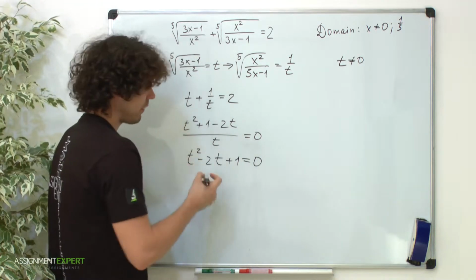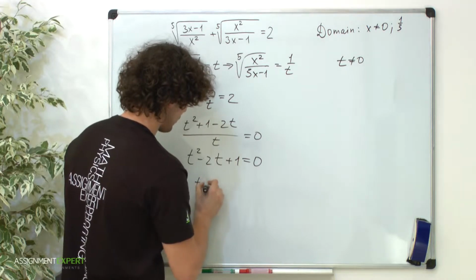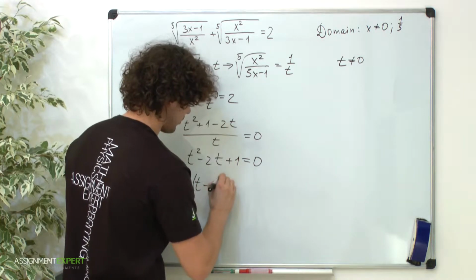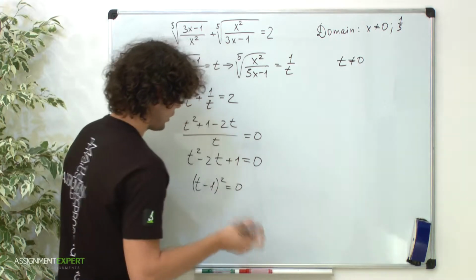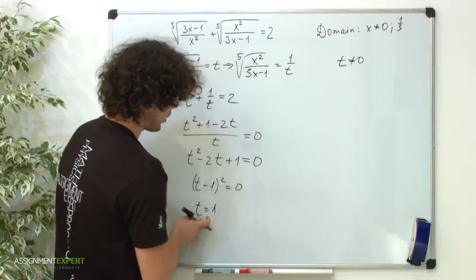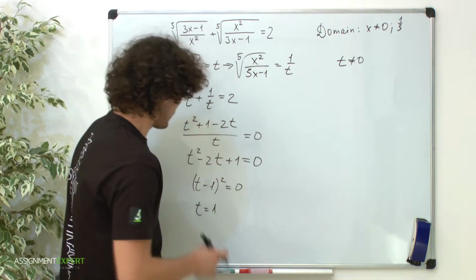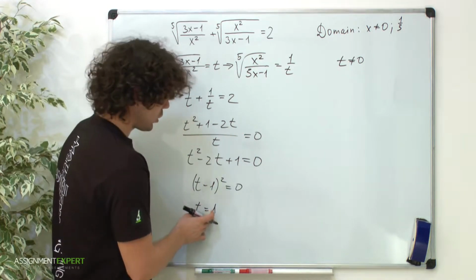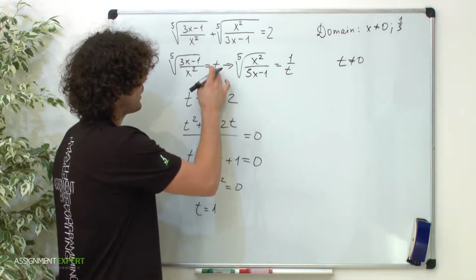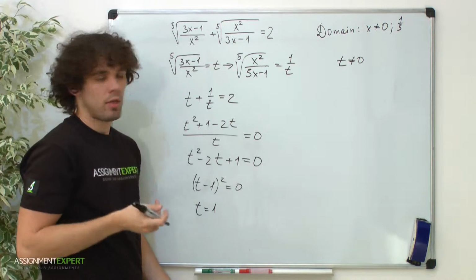This expression can be factored as t minus 1 squared equals 0, and the root is t equals 1. So we can see that t is not equal to 0. So we have t equals 1, and we also know that t is equal to this expression. So now we obtain another equation.